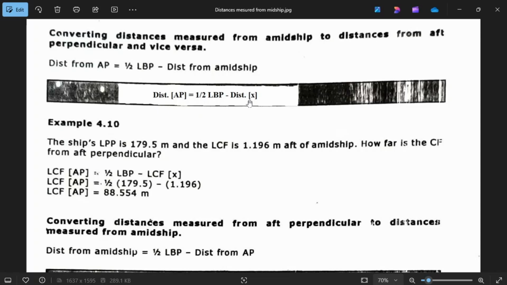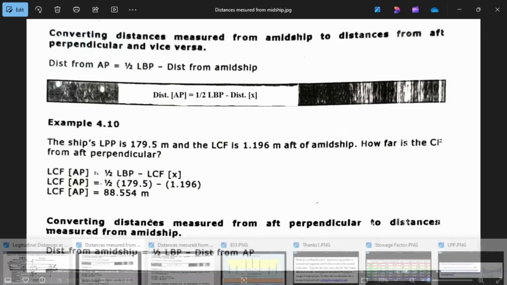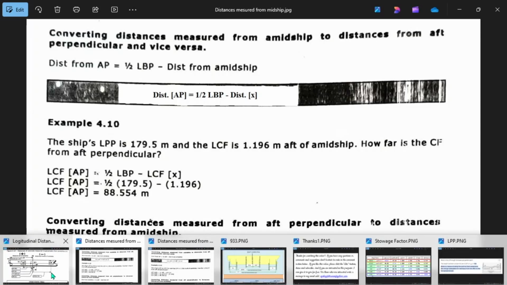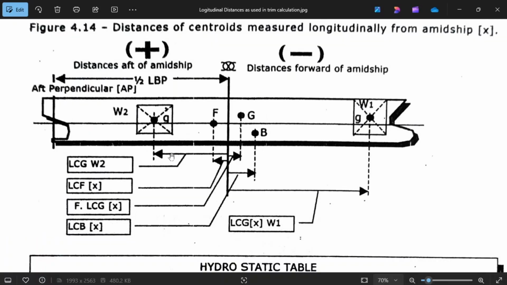Minus your distance of your x. Okay. Meaning, if this is your 1/2 of LBP, and the center of gravity of your weight is here, because you have your weight here in the upper part of the vessel. This is the distance from amidship going to the center of the weight. What will be the distance here?